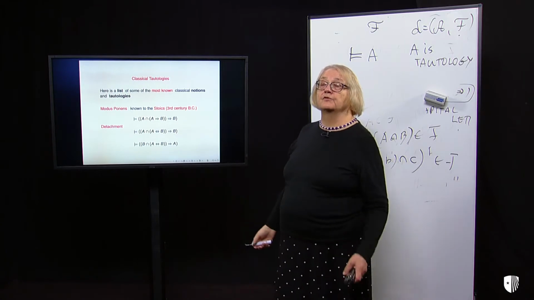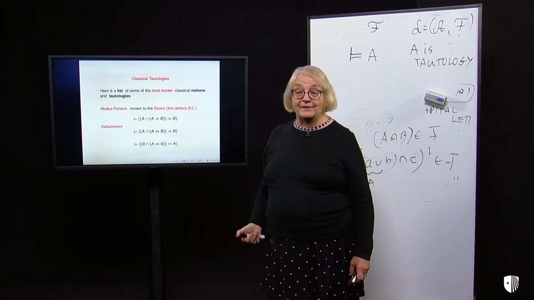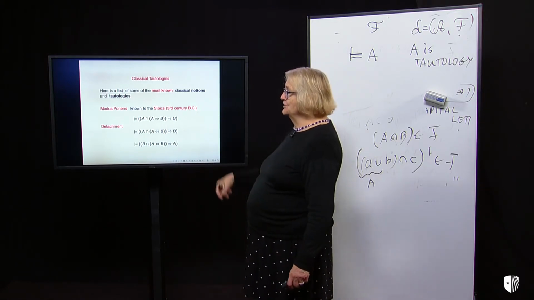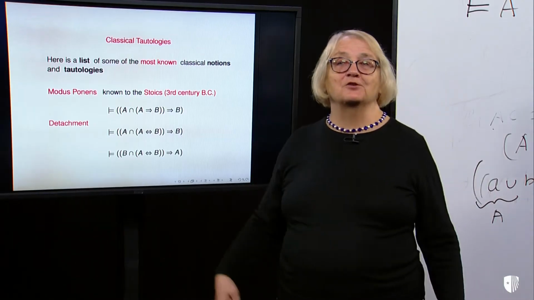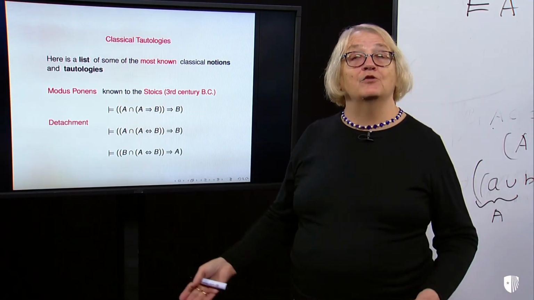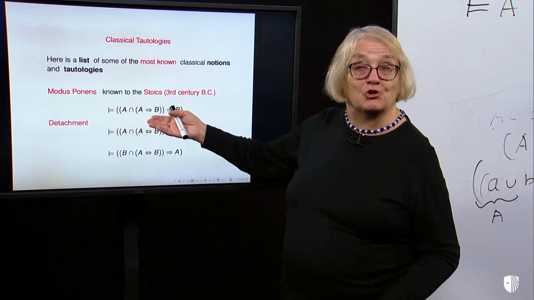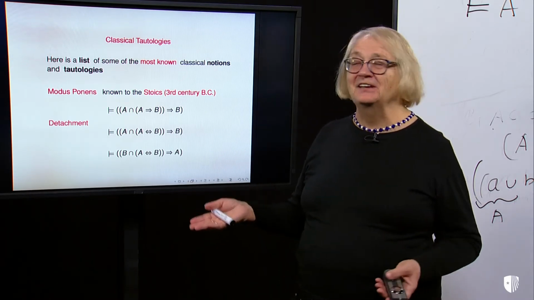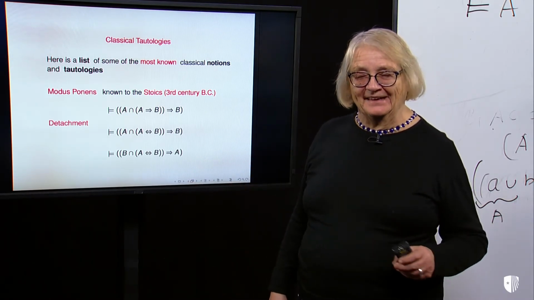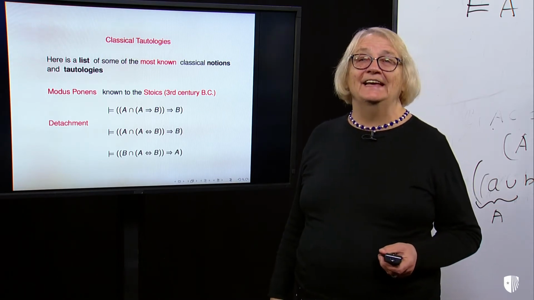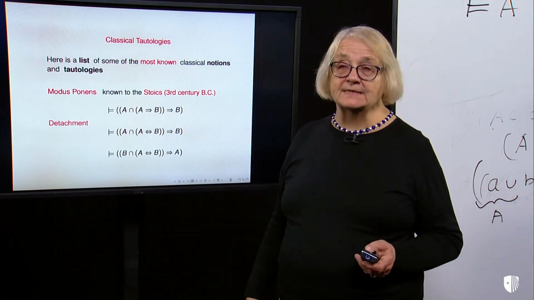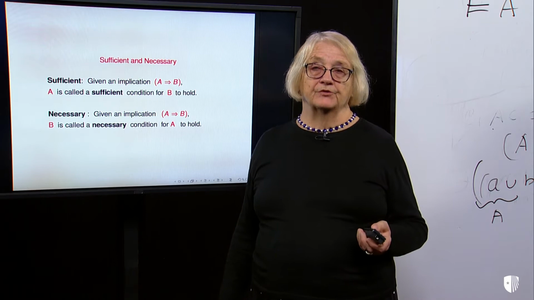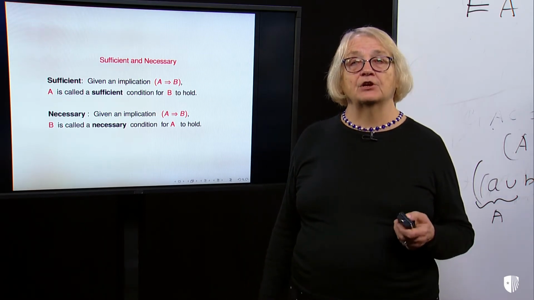And you have a lot of classical tautologies. Some of them are very old. Modus ponens, 3rd century before Christ, and Socrates, and they all were. Of course, at that time, they were not writing those formulas. There was no formal definition. Formal definition came at the beginning of 20th century, and so they have names, and also with the implication is important. We use the words sufficient and necessary condition.